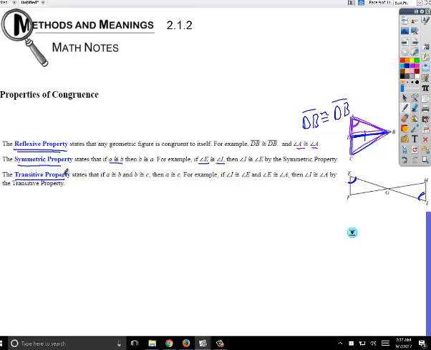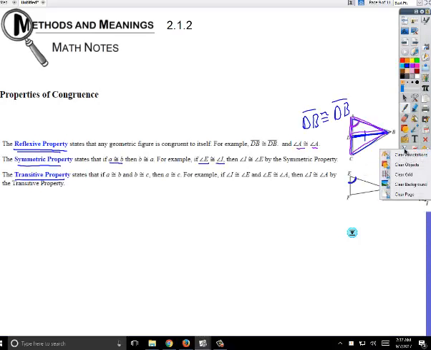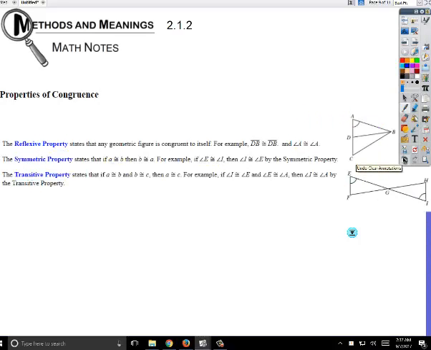And the last one, the transitive property. Let's go ahead and clear all annotations here. Oh, undo that. Clear annotations is what I want. The transitive property means we can transfer characteristics.